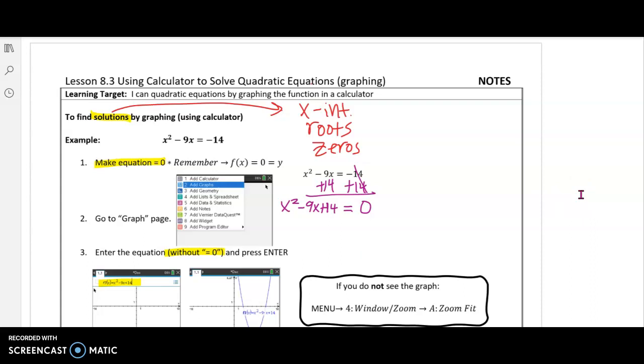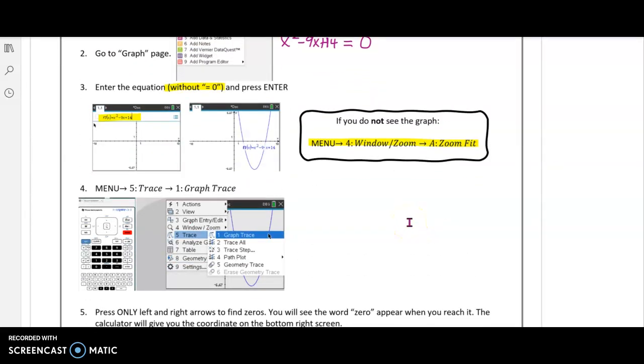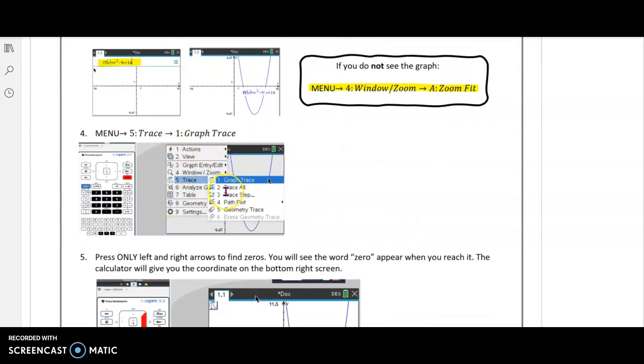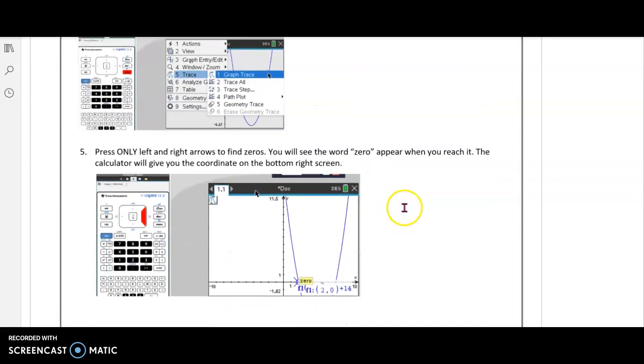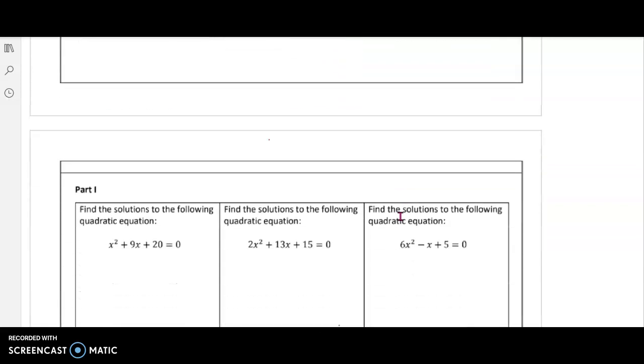Over here on the right in the bubble, it teaches you how to zoom on your calculator if you need to zoom in on the graph, if you can't see the entire graph, or you can't see the x-intercepts. Where are they? Where is it touching the x-axis? And then how to use trace for it to tell you exactly where those x-intercepts are. I'm going to show you how to do it now on the calculator, but if you get stuck, go back to this front part of your notes and follow the steps.